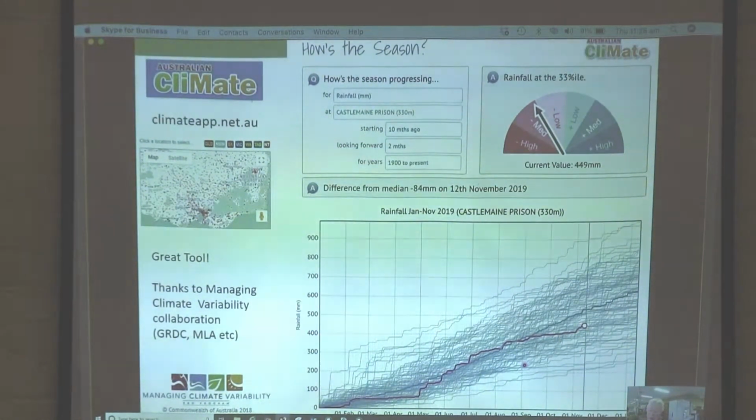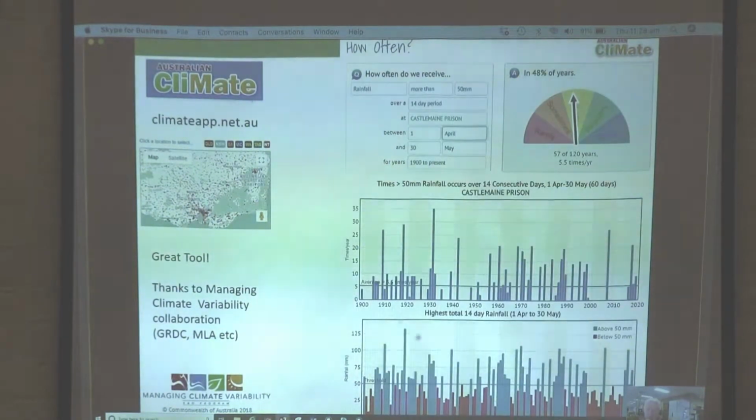So that's a good little tool. Then there are other little queries you can do with it, especially when everyone's anticipating the autumn break. You can ask questions like how often. So for your local record of the Castlemaine Prison, you could ask, how often do we get more than, say, 50 millimetres of rainfall over a 2-week period, say between April and 30th of May? And it'll tell you how often that particular scenario has happened in the past. It's a really good little tool, because one of the things is starting with what's happened in your location's history. It's a good place to start. And you can notice there that the autumn break is perhaps not quite as reliable as it might have been. So that's a good tool.